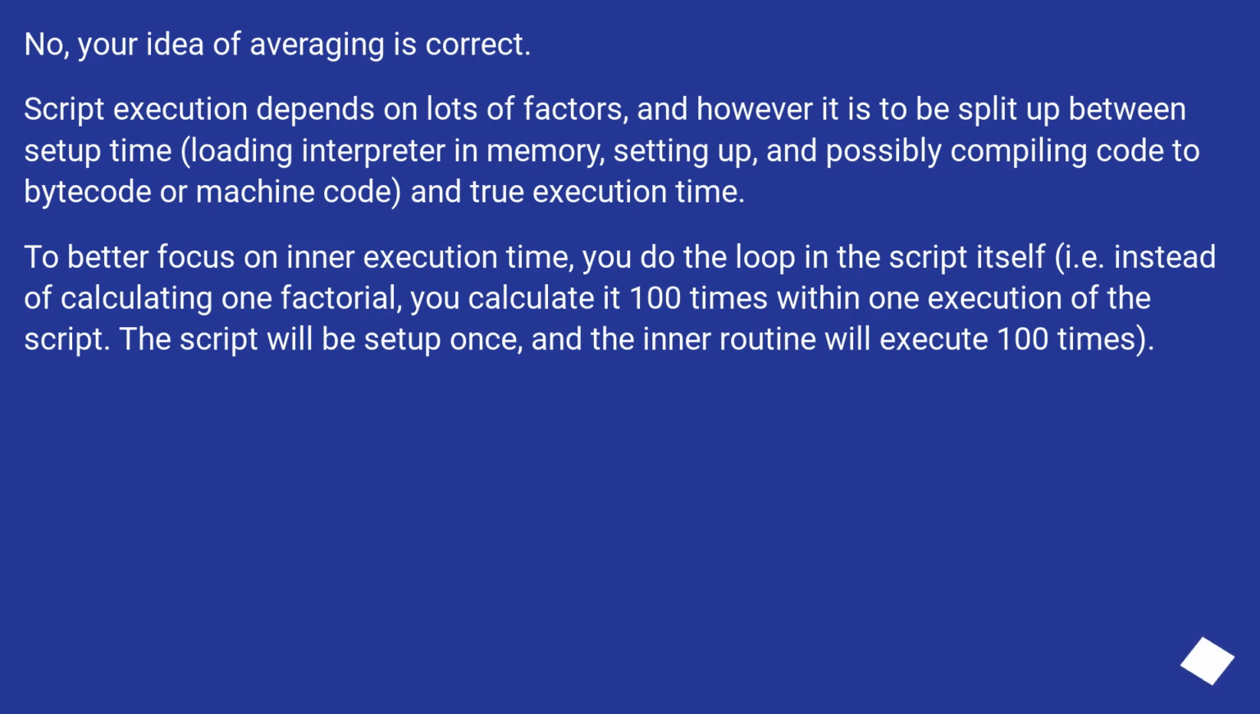No, your idea of averaging is correct. Script execution depends on lots of factors, and however it is, it has to be split up between setup time, loading the interpreter in memory, setting up, and possibly compiling code to bytecode or machine code, and true execution time. To better focus on inner execution time, you do the loop in the script itself, i.e. instead of calculating 1 factorial, you calculate it 100 times within one execution of the script. The script will be set up once, and the inner routine will execute 100 times.